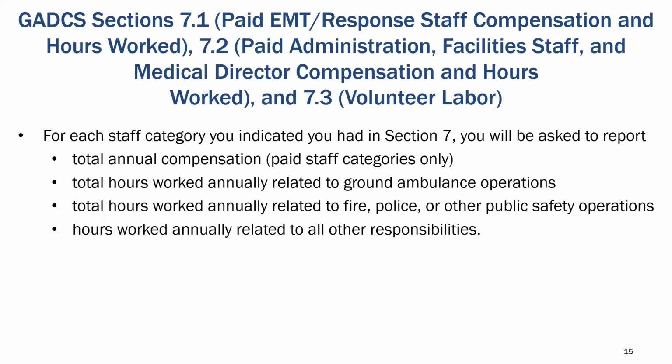This slide gives an overview of sections 7.1 through section 7.3. Briefly, in these sections, you will be asked to report on paid EMT response staff, paid administrative and facility staff, and volunteer staff. For each staff category, you'll be asked to report total annual compensation for the paid staff categories, hours related to ground ambulance operations, hours related to public safety operations, and hours worked related to all other responsibilities.